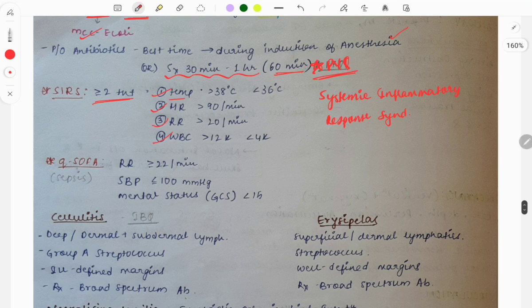The temperature should be more than 38 degrees Celsius or less than 36 degrees Celsius. If it is between 36 and 38, then it will be normal, but if it is more or less, then we will consider it abnormal and give it 1 point. Then heart rate, it should be more than 90 beats per minute. Then respiratory rate more than 20 per minute. And the WBC count should be either more than 12K or less than 4K, that is 12,000 or 4,000. And according to that we will be giving the marks. If more than two are present, then the patient will be having SIRS.